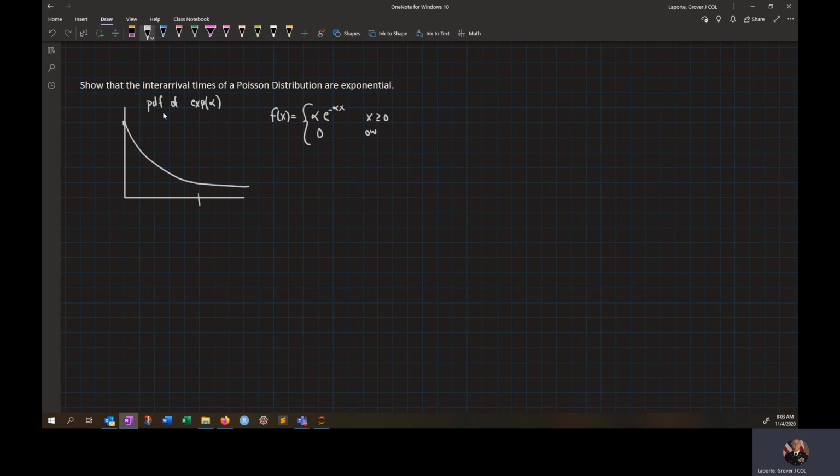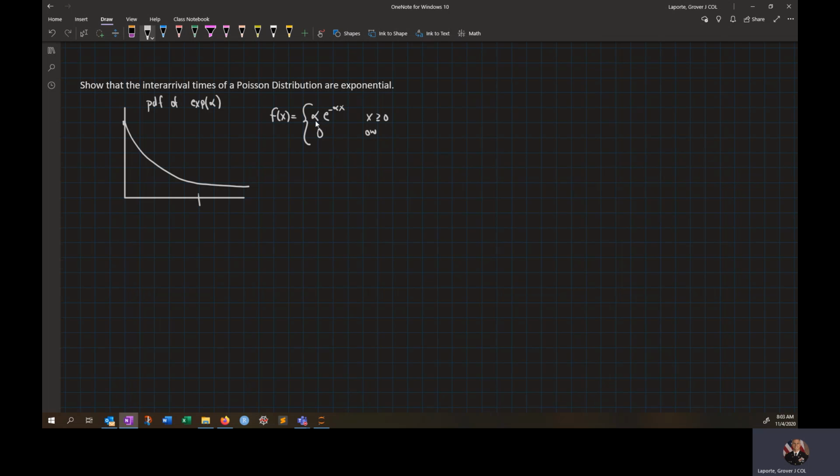just in case you guys forgot from your statistics classes. So this is a drawing or the graph of a PDF of an exponential. So this is the PDF. This is the f of x. It's the distribution or the density function. So it's alpha e to the negative alpha x.